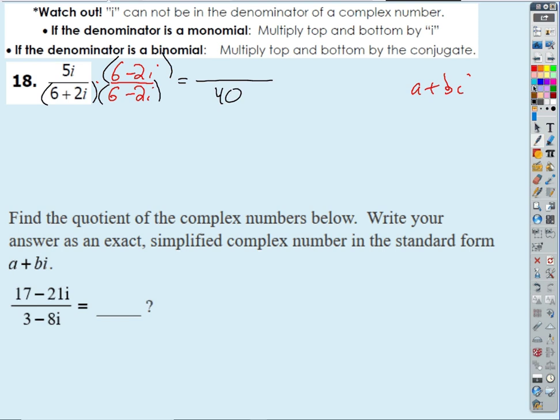And on the top, if I distribute the 5i, what am I going to get? Well, 5i times 6 is 30i, correct? And then 5i times negative 2i is going to be negative 10i squared, which is positive 10. Agree? So if I write those in the correct order, that just looks like a complex number in standard form, right? And so then my final answer, that's not how I want to leave it. I want to put it into that form. And so I don't want to write this with a common denominator. I want to split it into separate fractions.